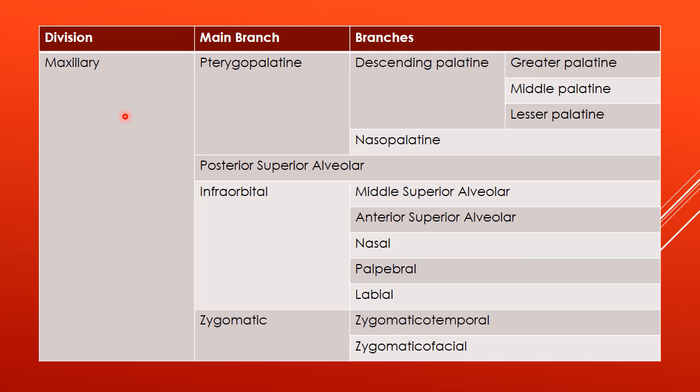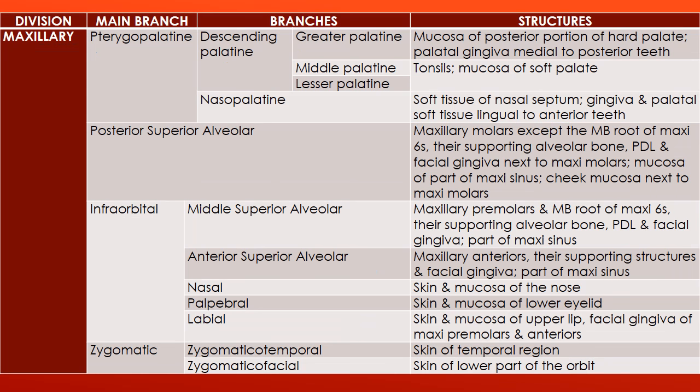This is a table summarizing the V2 or maxillary division of the trigeminal nerve, its main branches, and its smaller branches. This is another summary including the structures that are innervated by the following branches of the maxillary nerve.